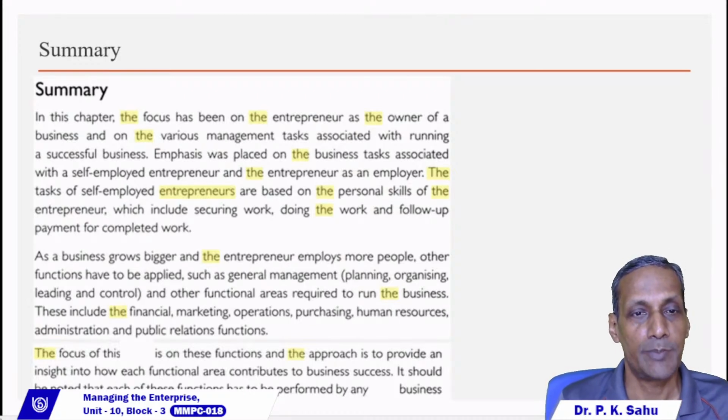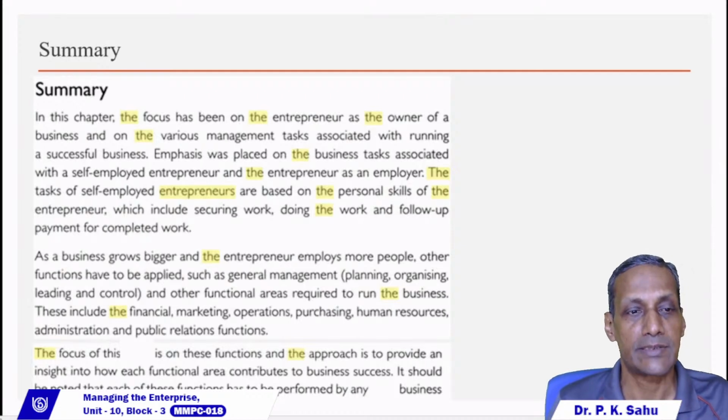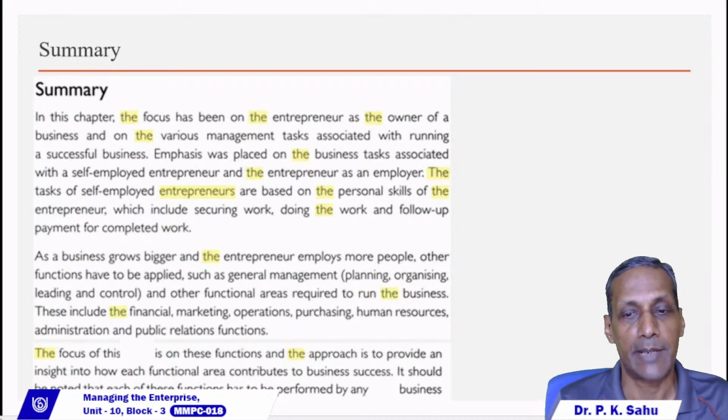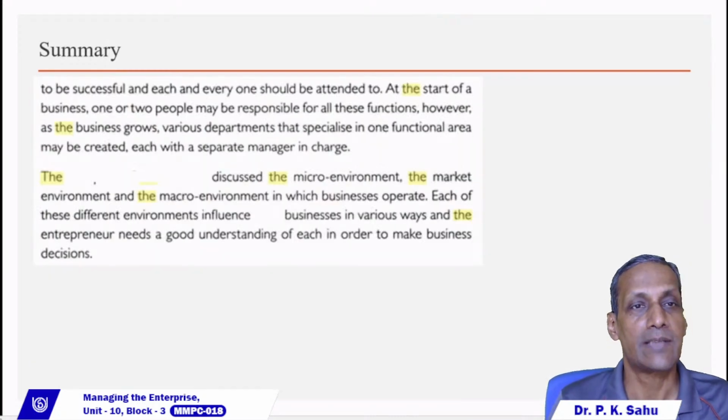As a business grows bigger and the entrepreneur employs more people, other functions have to be applied, such as general management and other functional areas required to run the business. The focus of this unit was on those functions, and the approach was to provide an insight into how each functional area contributes to the business's success. It should be noted that each of these functions that we discussed has to be performed by any business to be successful, and each and every one should be attended to.